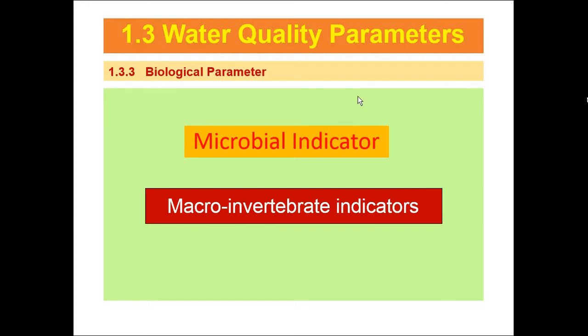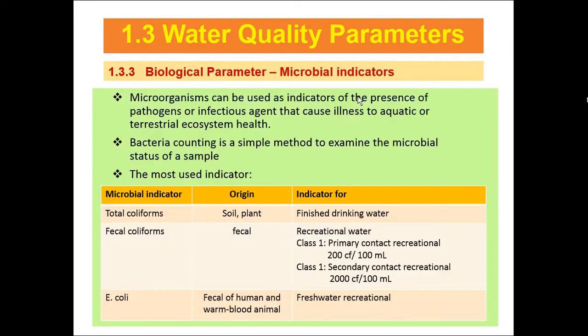First, physical, chemical and biological parameters. For the biological parameter, we proceed to the microbial indicator. We have two indicators that can show whether the quality of the water is good or not. Microorganisms can be used as indicators of the presence of pathogens or infectious agents that cause illness to aquatic or terrestrial ecosystem health. Bacteria counting is a simple method to examine the microbial status of the sample. The most used to determine water quality is to find the total coliform.